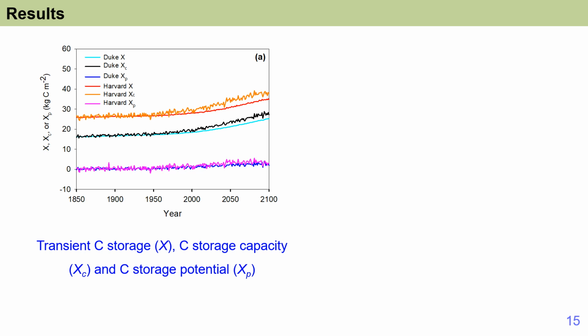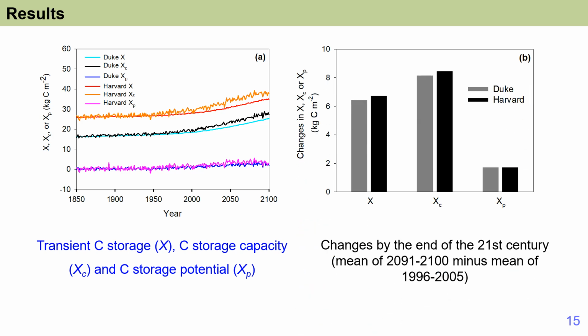Moreover, X closely tracks XC in both ecosystems, and XP only accounts for a very small proportion of X. The only difference is Harvard Forest has higher X and XC than Duke Forest. Panel B shows the change of the three variables over time, which are the average of the last 10 years carbon storage minus the average of the first year carbon storage.